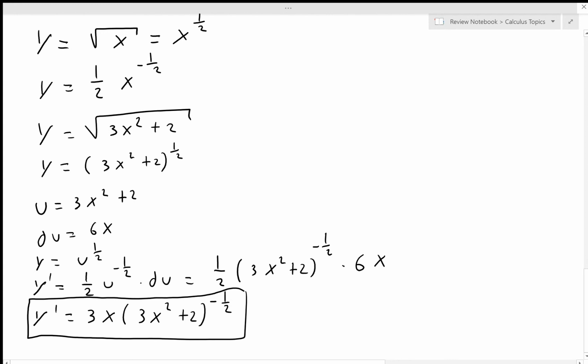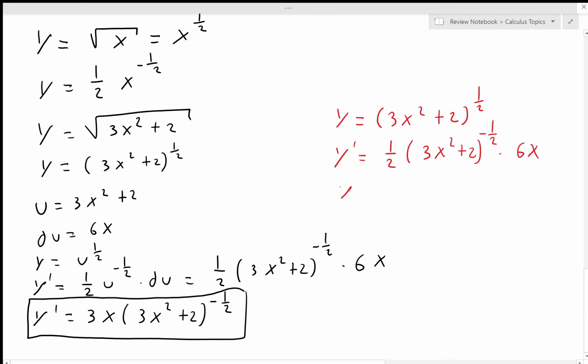And if you try to solve this the inner and outer way, go in red again. Y equals 3x squared plus 2 to the 1/2. I get y prime equals 1/2 times the quantity of the inside, drop the power by 1, times the derivative of the inside, which would be 6x. We see that matches up again. Y prime equals 3x times the quantity of the inside to the negative 1/2.